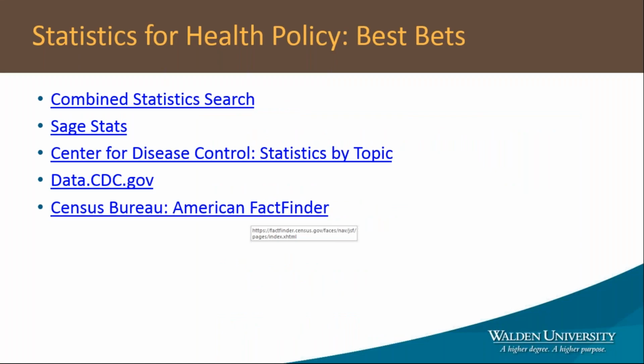Also, this database that we have, Sage Stats, is going to be good. The Center for Disease Control has a lot of data, and they have a statistics by topic site. Data.cdc.gov is a very similar site. And finally, the US Census Bureau has a feature called American Fact Finder, which is a pretty user-friendly way to access statistics.